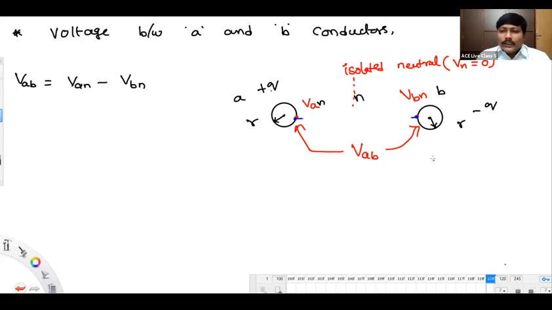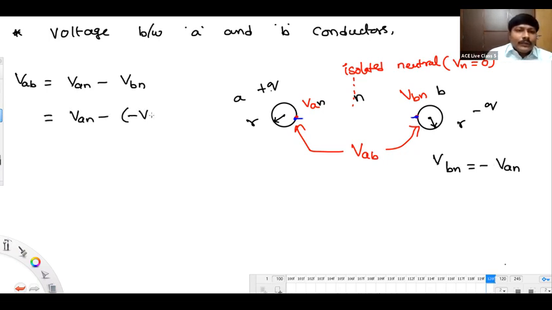Already we know the VBN value is the negative of VAN. We have done this already. So you get VAN minus of minus VAN, which comes to 2 times the A to neutral voltage.